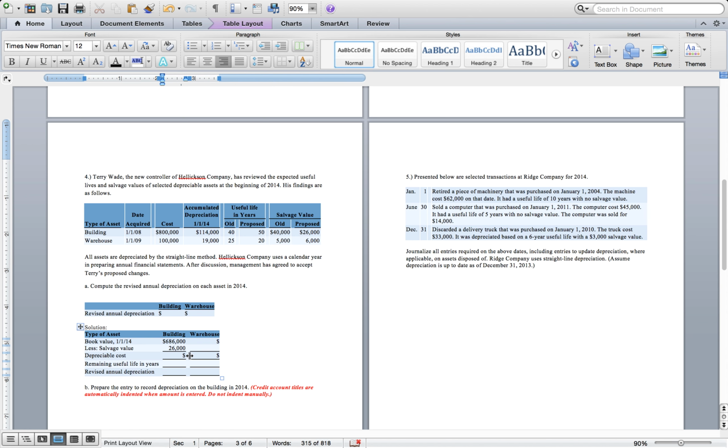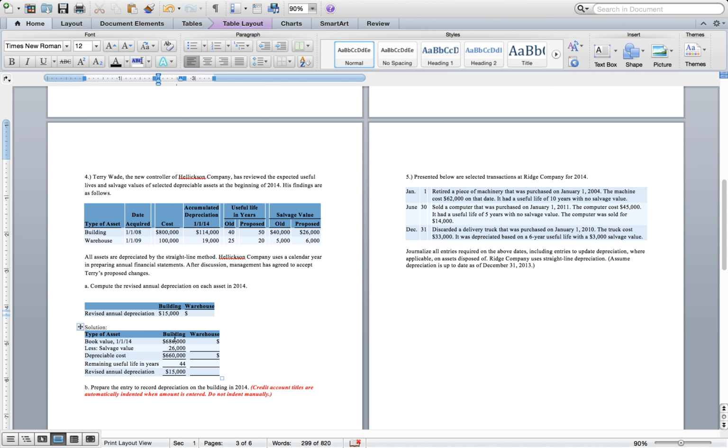So the new depreciable cost. If you take the 686,000 minus 26,000, it would be 660,000. Now, how much useful life does it have? The old was 40. The proposed is 50. Well, you've already gone 6 years, so now its remaining useful life will be 44. So divide by 44. Now if you take 660,000 divided by 44, new depreciation will be 15,000. So your new depreciation for the building is going to be 15,000.